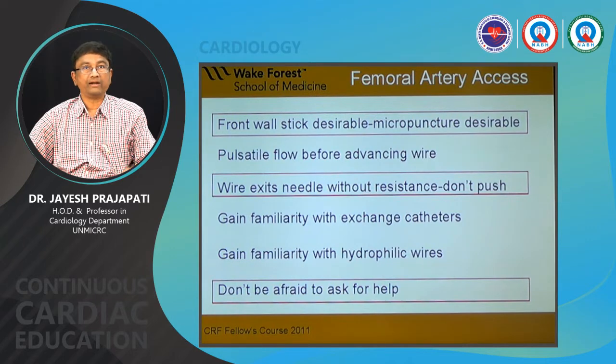So front wall puncture is desirable, and as I told, there should not be resistance. Another thing is that sometimes there is too much tortuosity. We have to keep in mind that hydrophilic wires are a good option, like the Terumo glide wire. So the Terumo wire is a very good wire. When you feel tortuosity or resistance, you should be very careful. You should not apply tension, otherwise the Terumo will get stuck at the needle and you have to remove everything. So that wire should exit and should move freely.